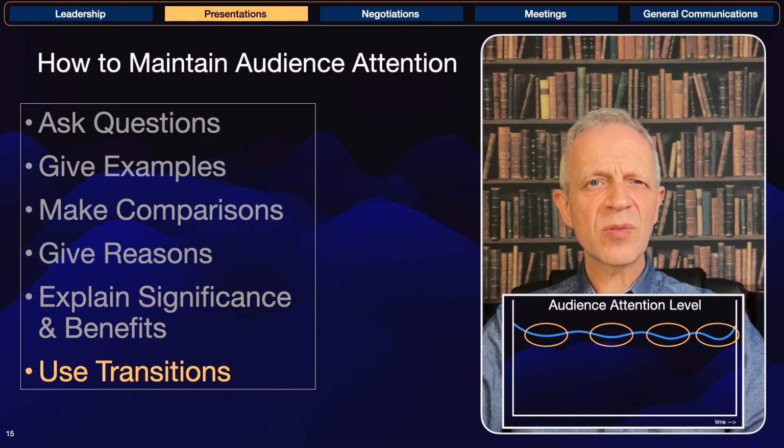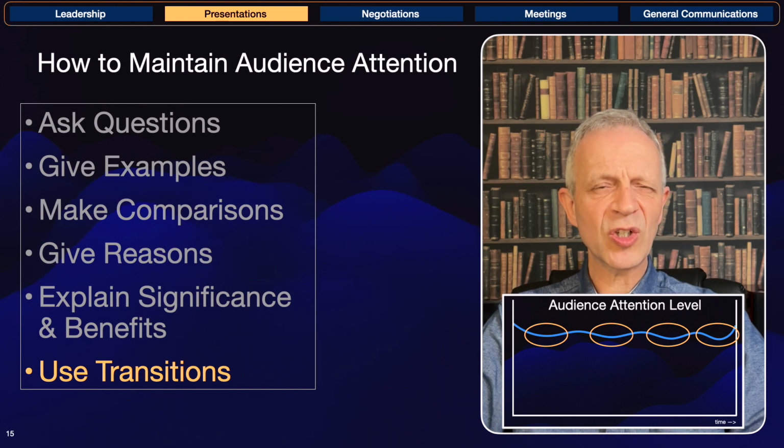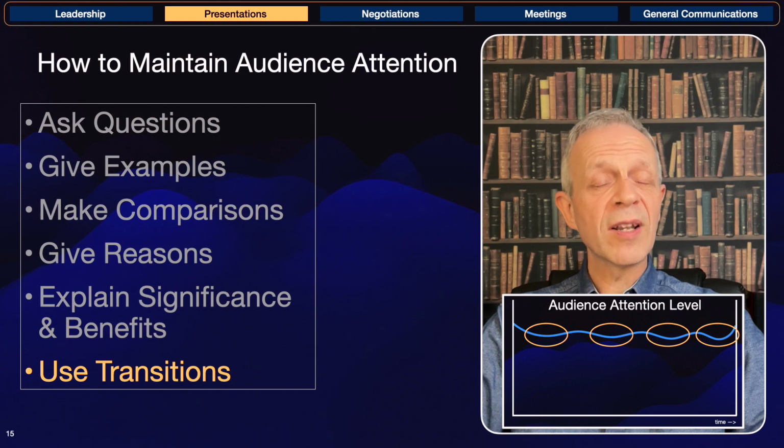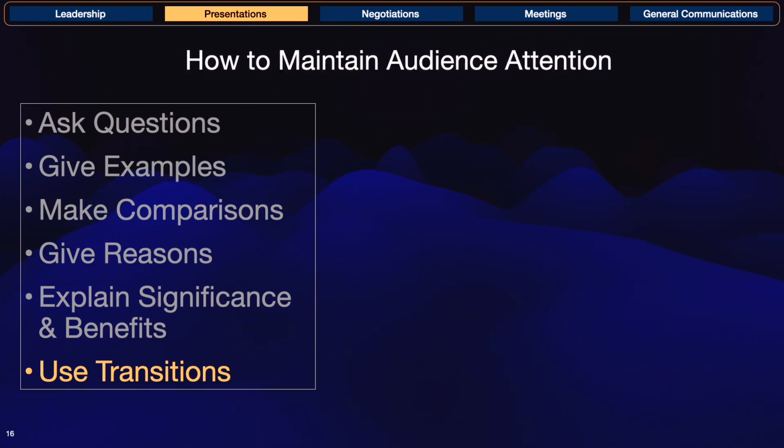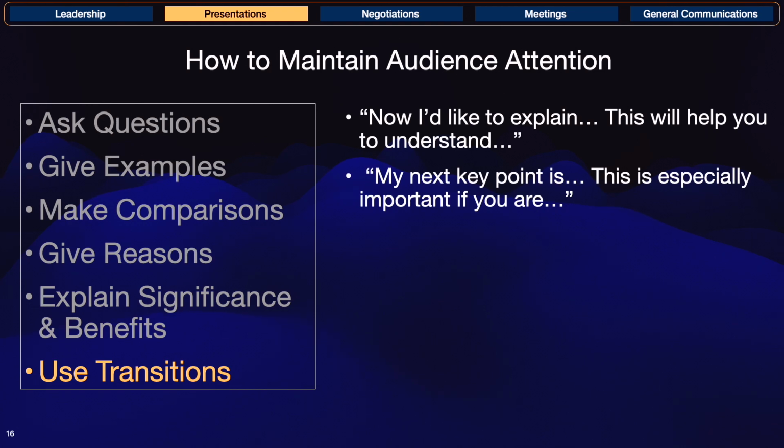Okay, so here's the last one, using transitions. A transition is moving from one part of the presentation to the next part of the presentation. Now, some people call that signposting, others call it transitions. Whatever you want to call it, let's look at some examples. Here we go. Now I'd like to explain. This will help you to understand. My next key point is, this is especially important if you are.